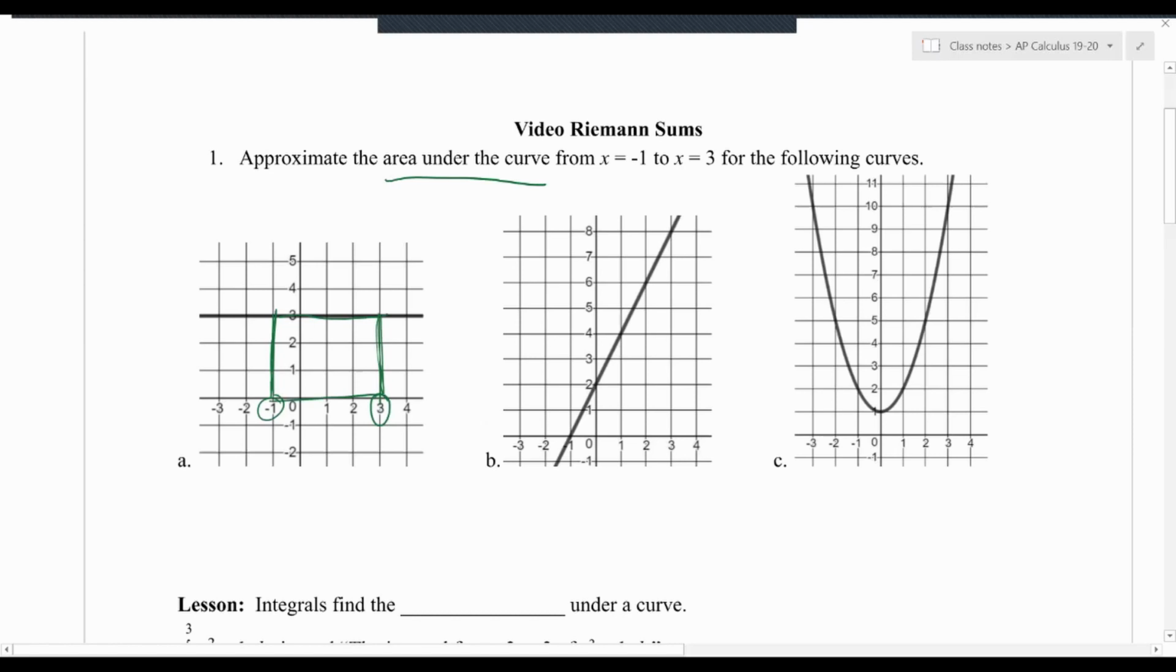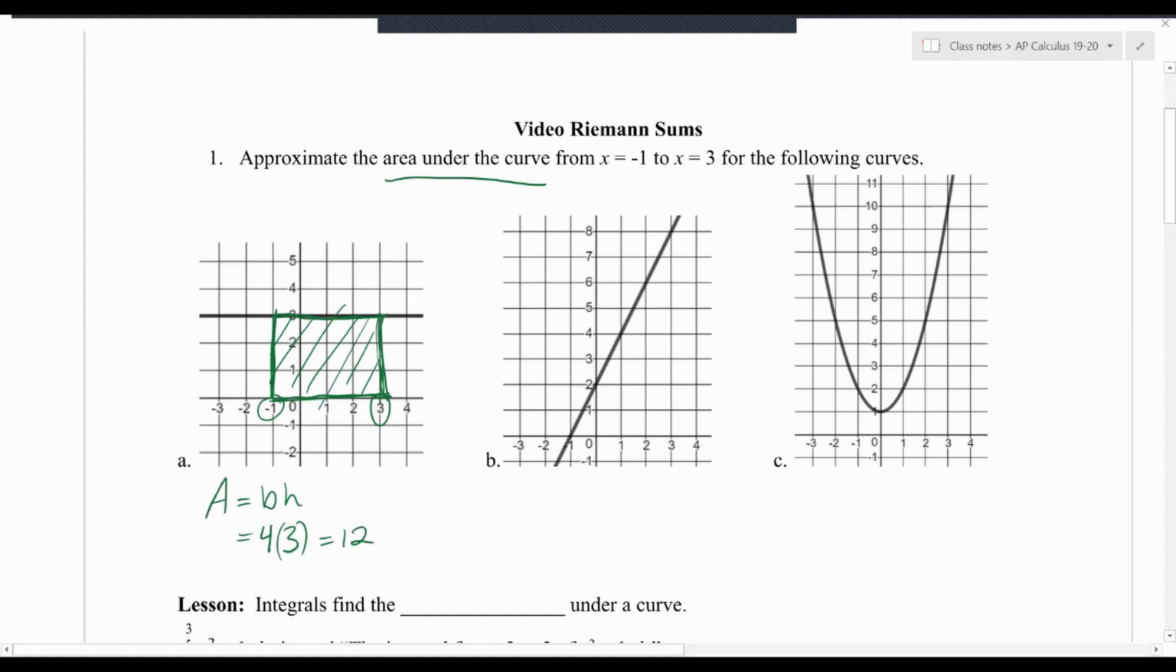So we have this shape right here, which is a rectangle. To find the area of this rectangle, we need to use the formula a equals base times height. The base here is 3 minus -1, which is 4, times the height, which is 3. So the area of this rectangle, or the area between -1 and 3 under the curve, is 12.